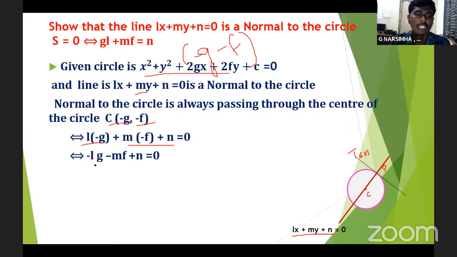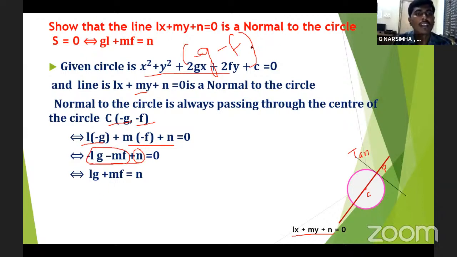Here, just transpose all these terms to the RHS. If and only if -Lg transposes as Lg, and -Mf transposes as Mf. Here I am not transposing n. Therefore Lg plus Mf is equal to n. I am transposing only these two terms.